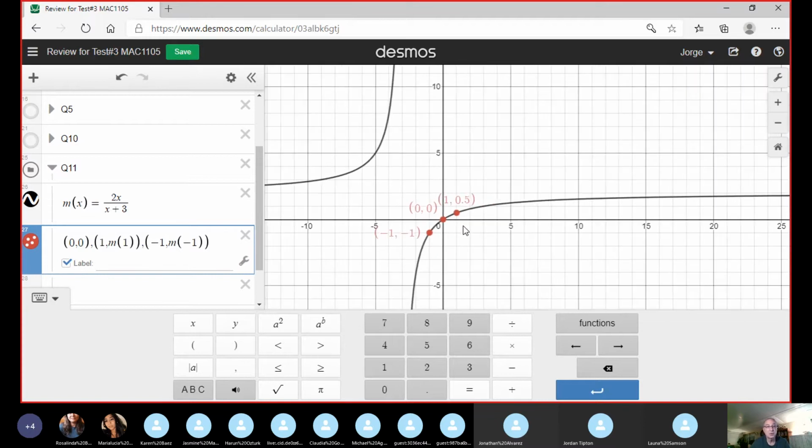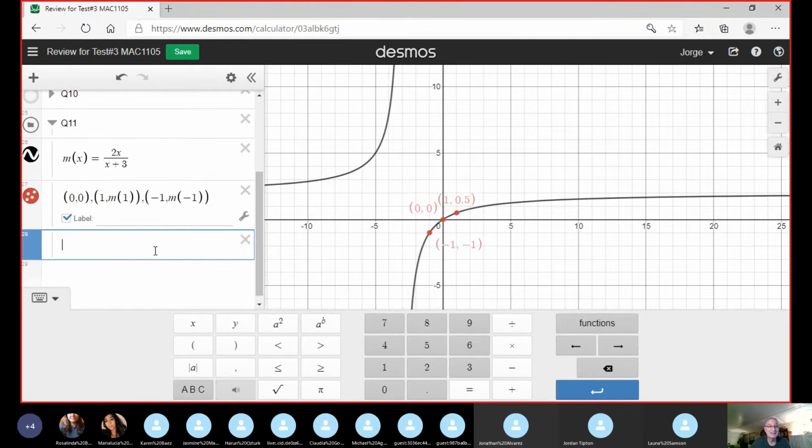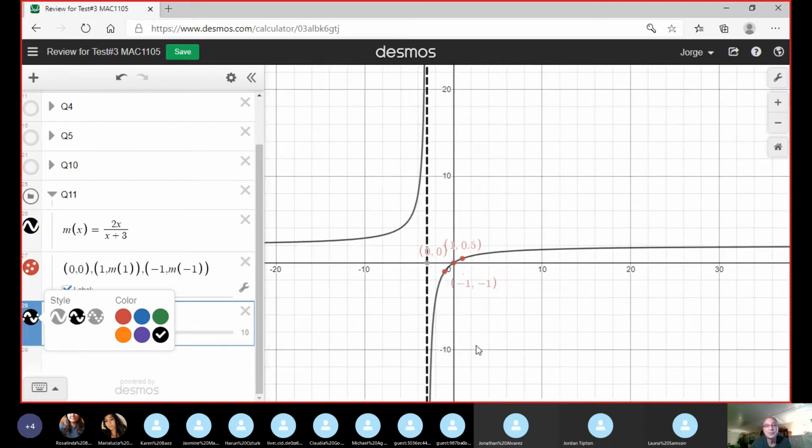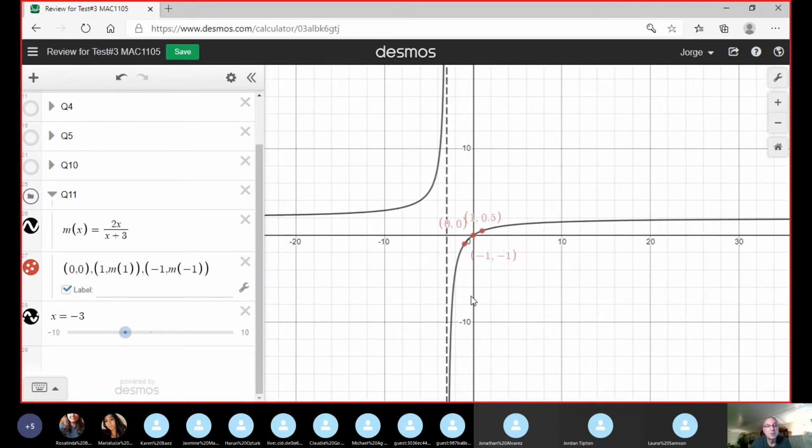One more information we need. Well, we need the important thing: the vertical asymptote is at x equals -3. X equals -3. Boom. Black color dotted line. Beautiful. I want to change the color of the curve because it's black. I don't like black for the curve. Maybe blue is good.